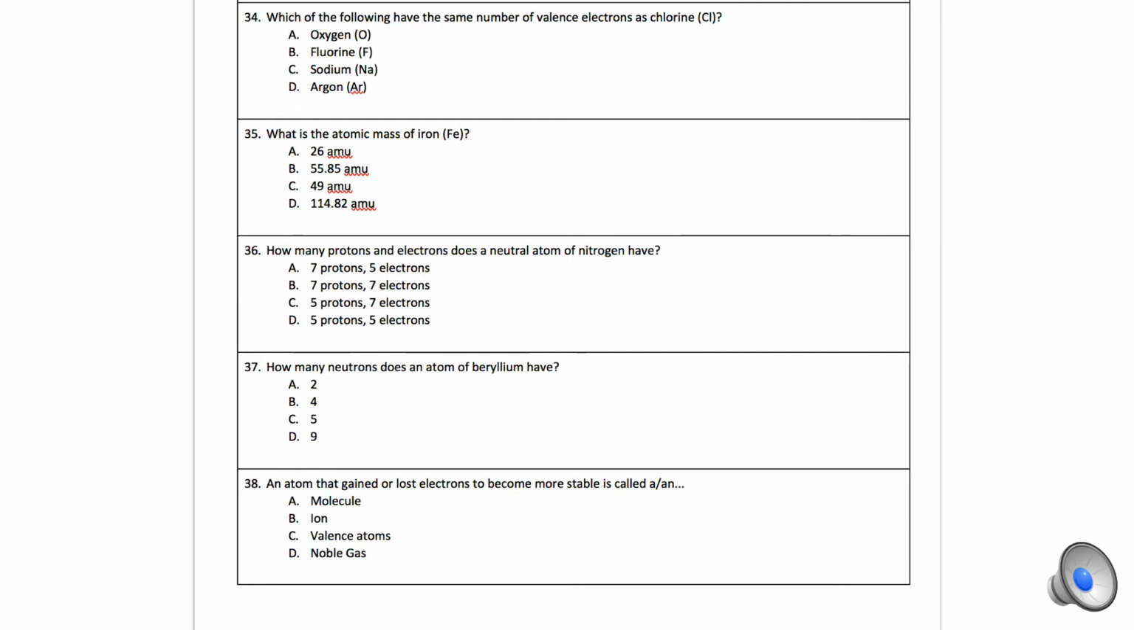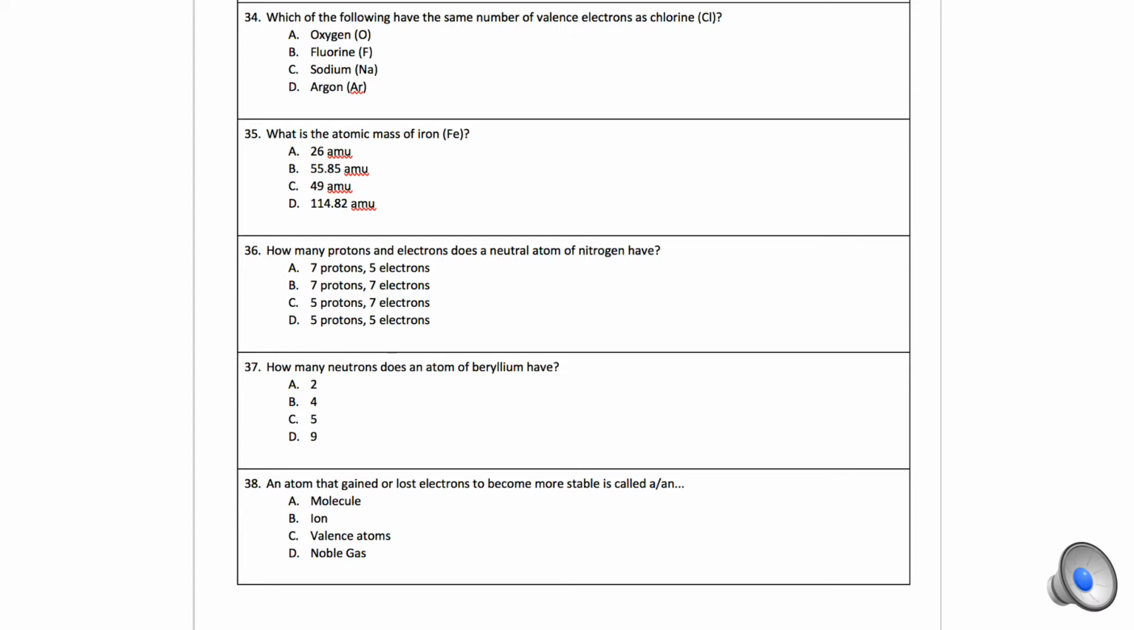Number 34. Which of the following have the same number of valence electrons as chlorine, Cl? A, oxygen, O. B, fluorine, F. C, sodium, Na. Or D, argon, Ar.